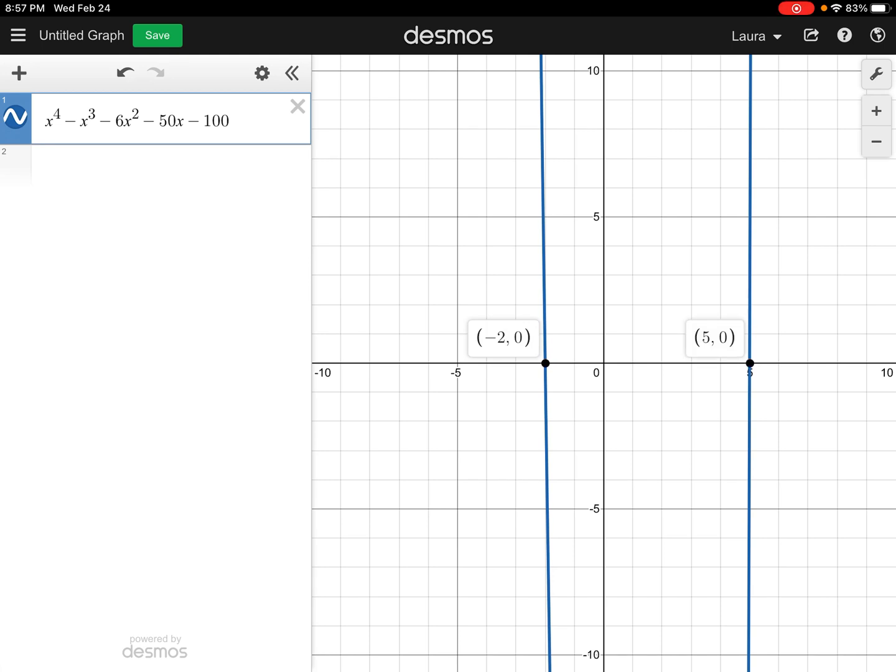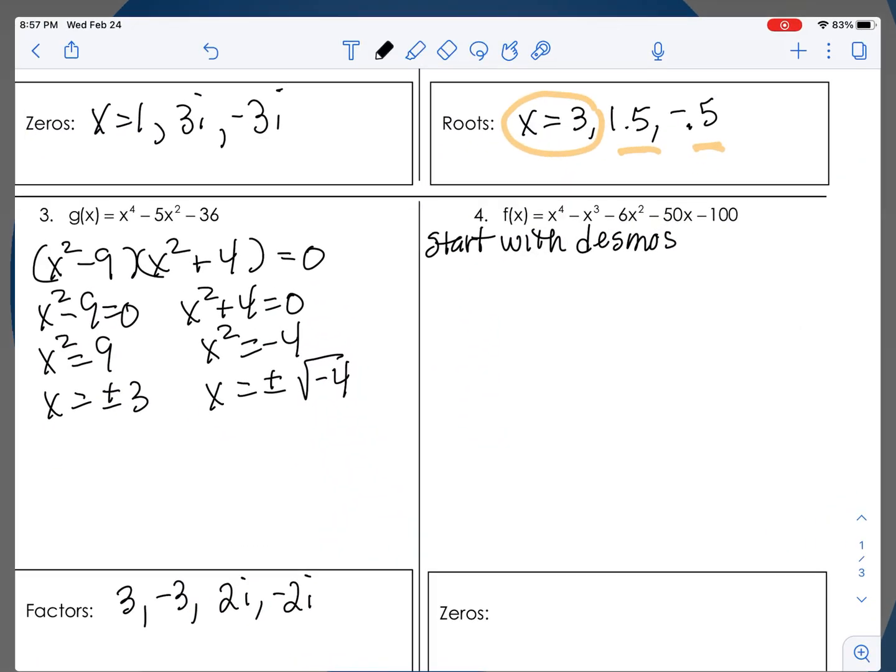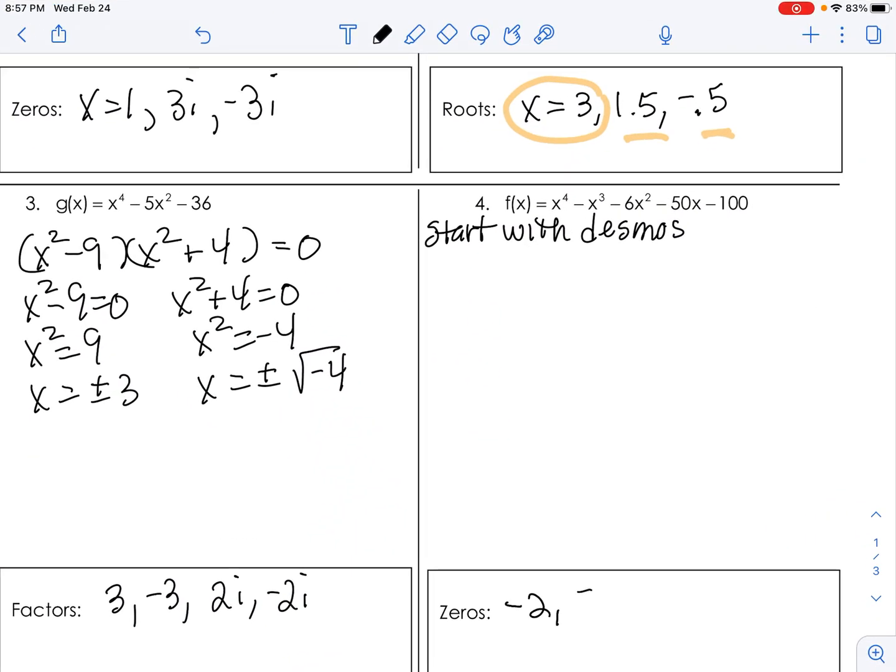All right, what do we got? We've got a 0 at negative 2, and we've got a 0 at 5. All right, so let's go back. 0 at negative 2 and at 5. But we still have 3 more zeros we have to find, right? No, 2 more zeros. Sorry, it's a quartic. So let's start with negative 2, and let's use synthetic division.